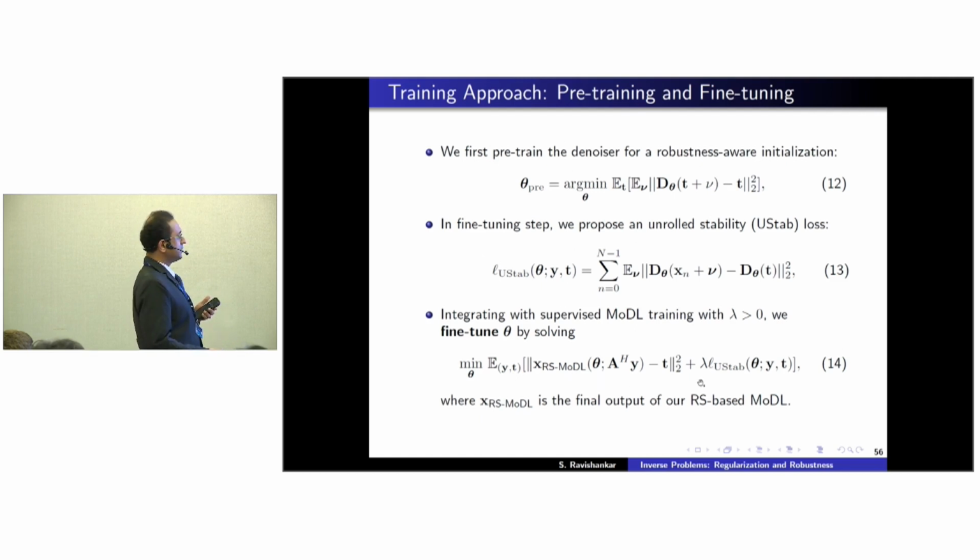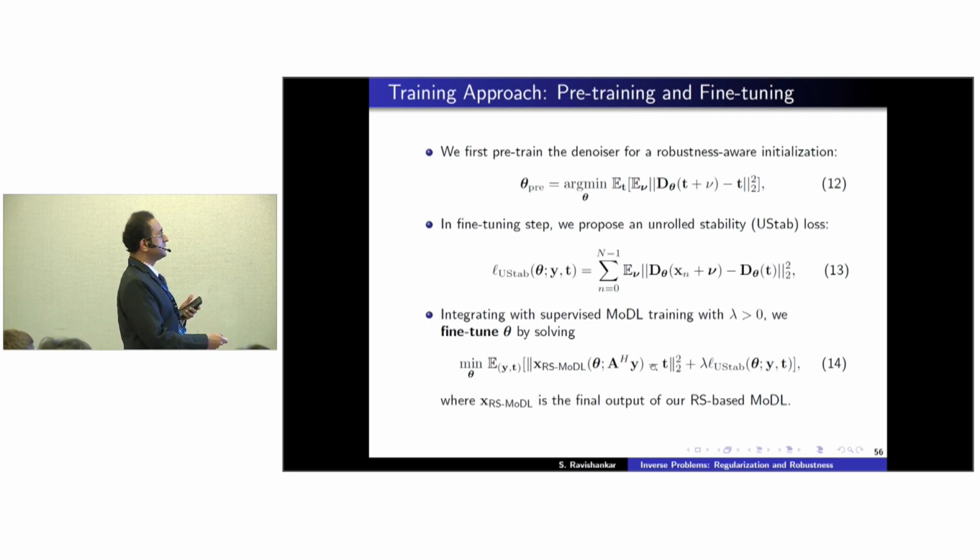The fine-tuning loss has two portions. One is a typical supervised loss. Basically, you have this network with the randomized smoothing built into it, and you look at the output of this randomized smoothed MODL and compare it to your target or ground truth and minimize the error. And that's basically the supervised loss.